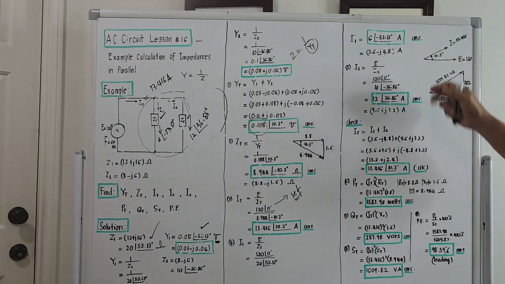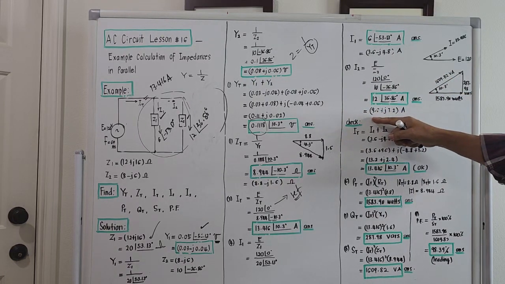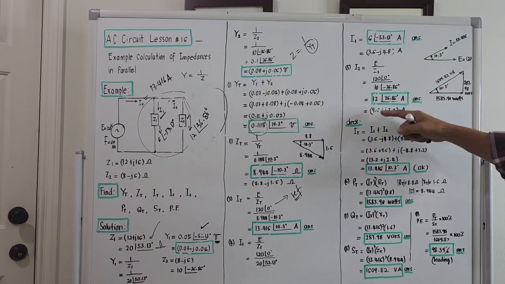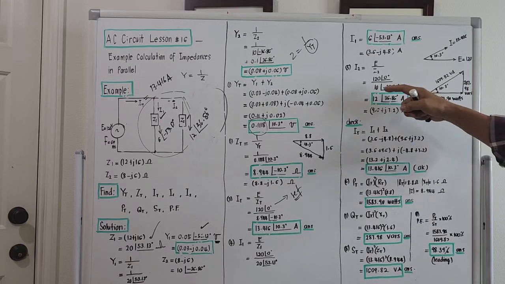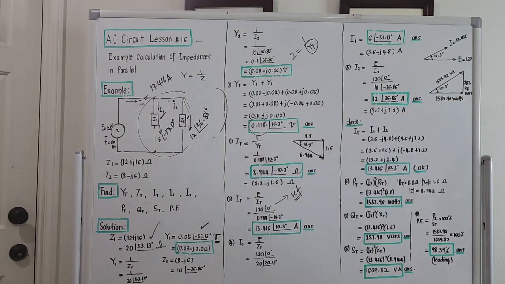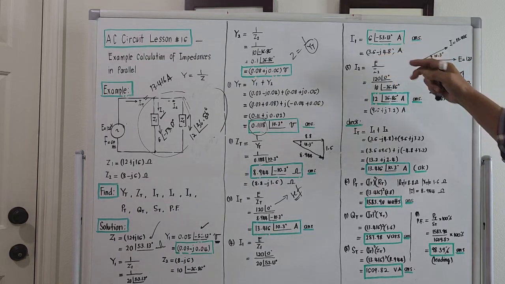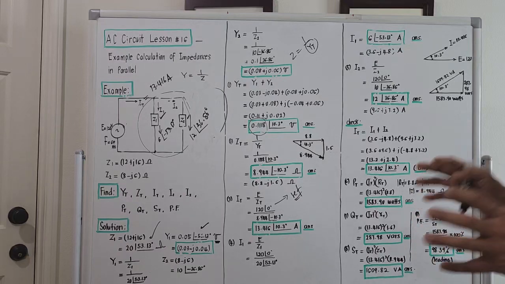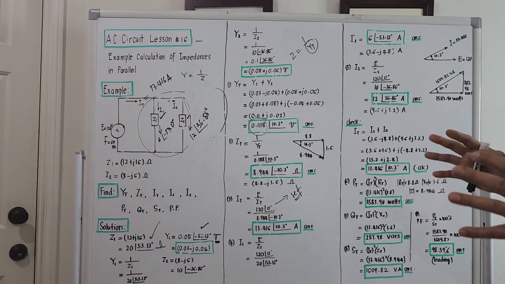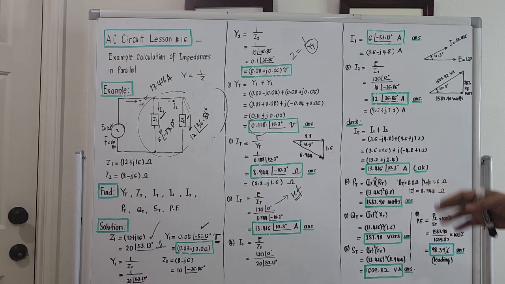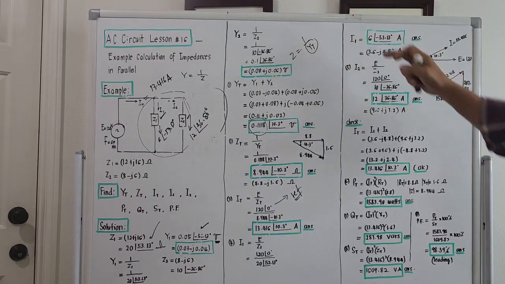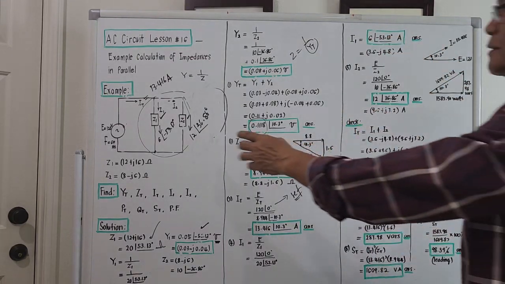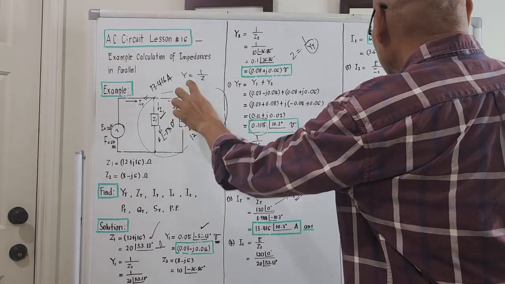So, I2 now, we convert this one to rectangular: 9.6 cosine times 12 will be 9.6, sine times 12 will be 7.2 amperes. Why did I get the value of I1 and I2 in rectangular? Because I want to check the validity of the total current. Let's check if it is really the sum of I1 and I2, because from here, obviously, I total will be I1 and I2, right?